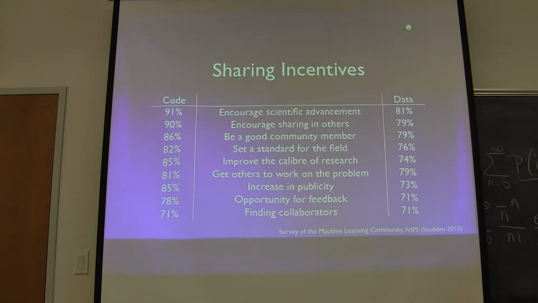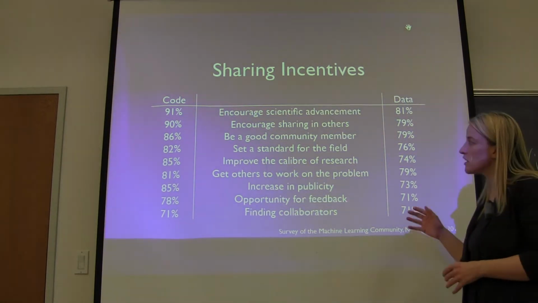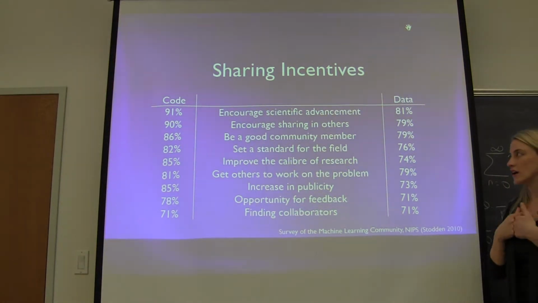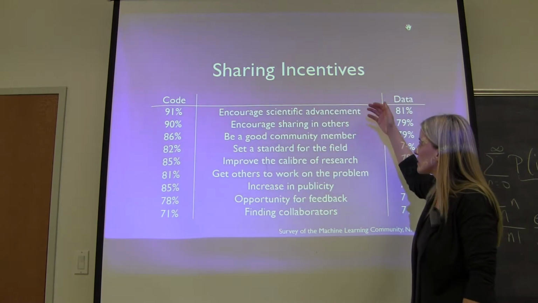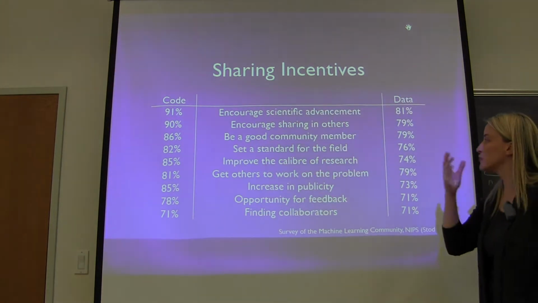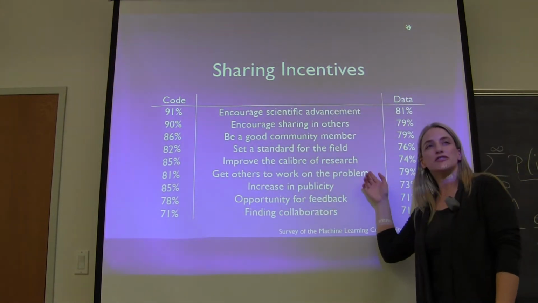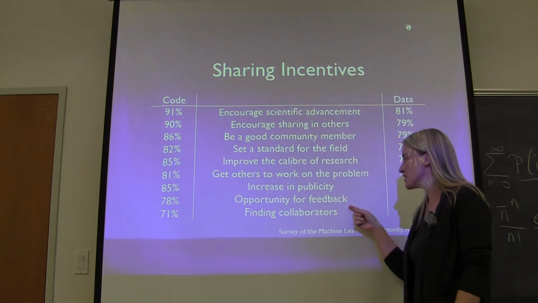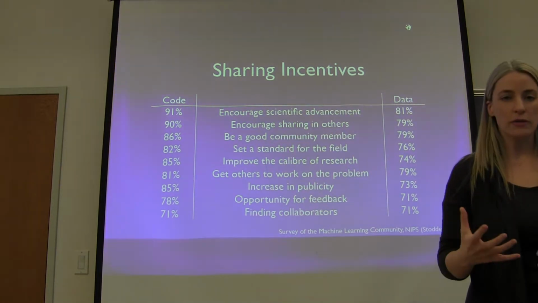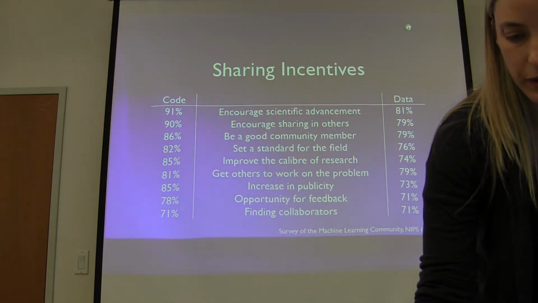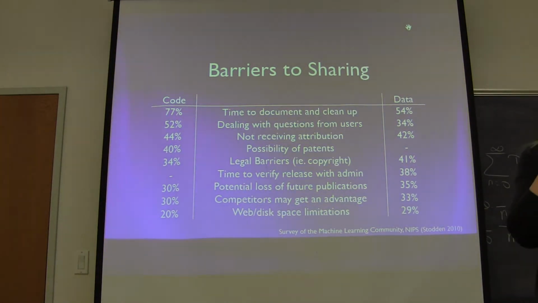So for the folks who did share code and data, by and large, the reasons they were doing this were not personal gain. You can see a little bit in there, but mostly it was things like encouraging scientific advancement, sharing with others, and so on, being a good community member, improving the caliber of the research. Getting others to work on the problem, you're thinking, well, maybe there's some self-interest there, increasing publicity, very likely self-interest, wanting feedback and finding collaborators. So this is why people were trying to make their work better known through code and data sharing. They didn't talk about things like reproducibility, for example.